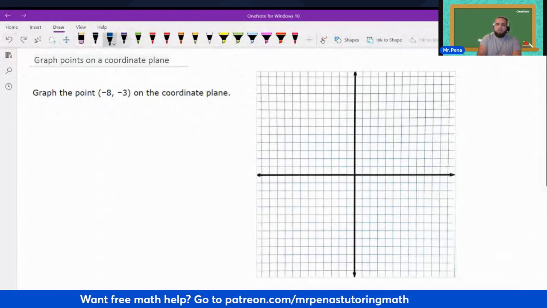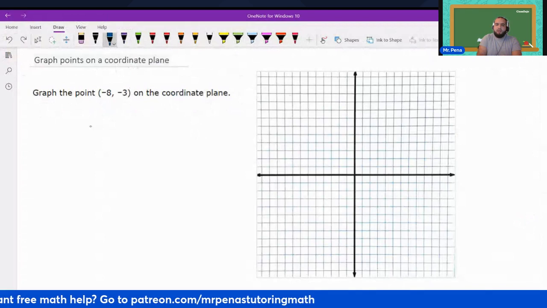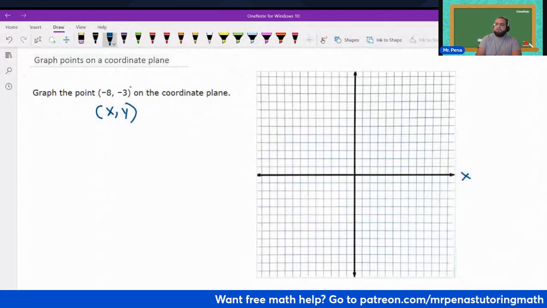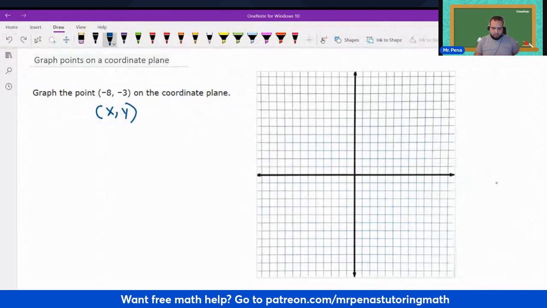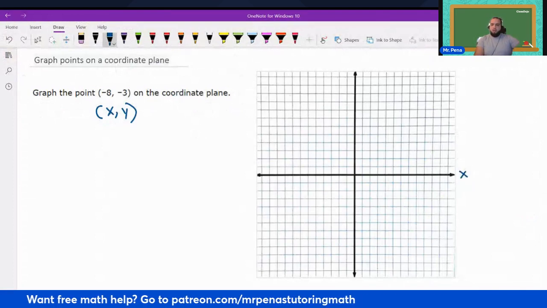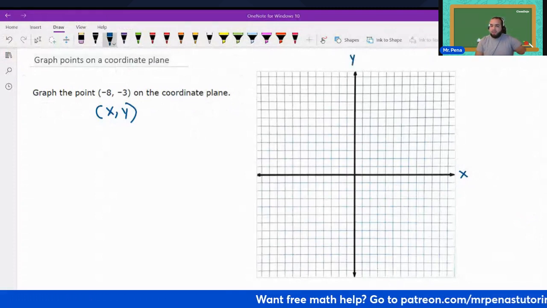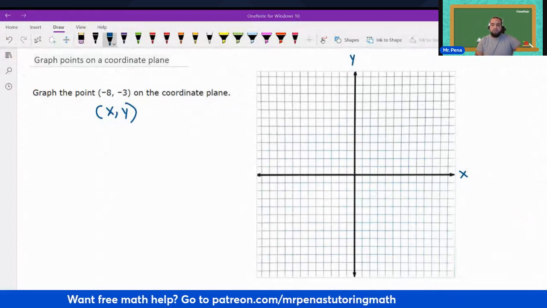All ordered pairs are going to have an x coordinate and a y coordinate. The x coordinates are going to go over here on this side of the coordinate plane. All of the y coordinates come over here on that side of the coordinate plane. So the x's are left and right, and the y's are up and down.